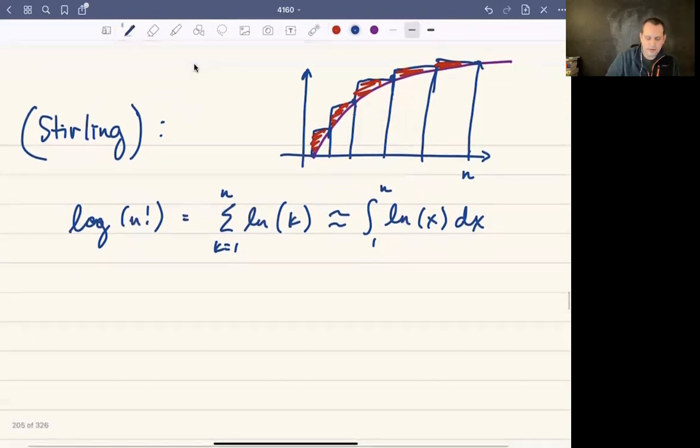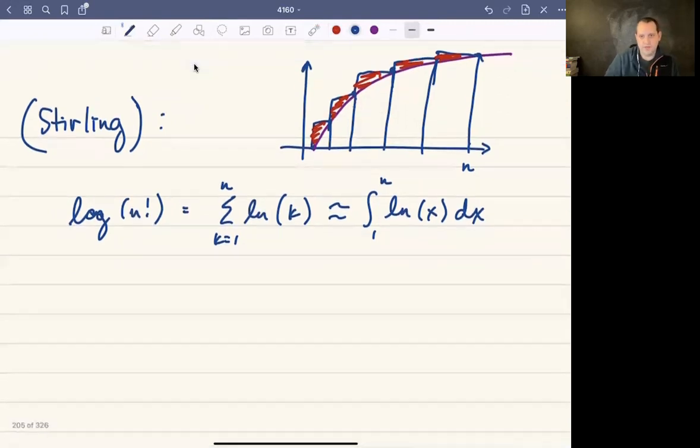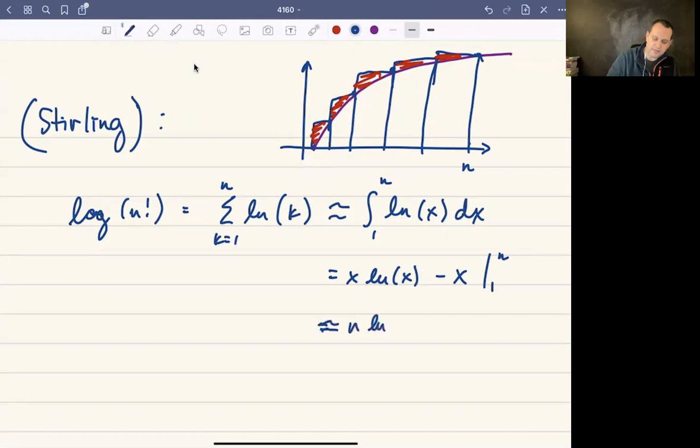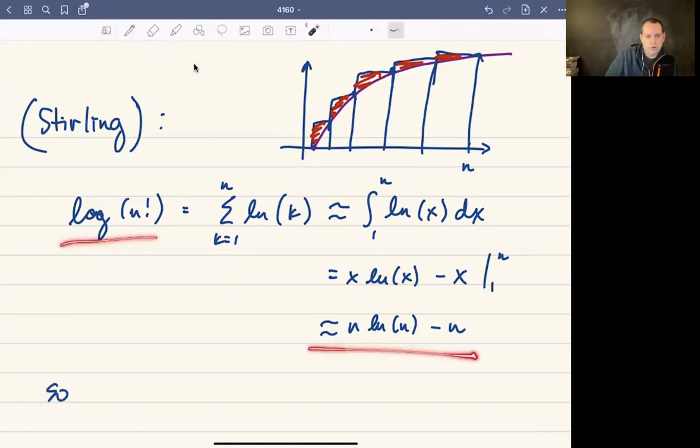Now the integral of the natural log of x, if you apply integration by parts, you get x natural log of x minus x evaluated from 1 to n. Since I don't care about constants, this is going to be n times the natural log of n minus n, plus 1. But who cares? We're already estimating, so we don't need the plus 1. When n is large, that plus 1 is negligible. And so this tells you that log of n factorial grows approximately like n log n minus n.